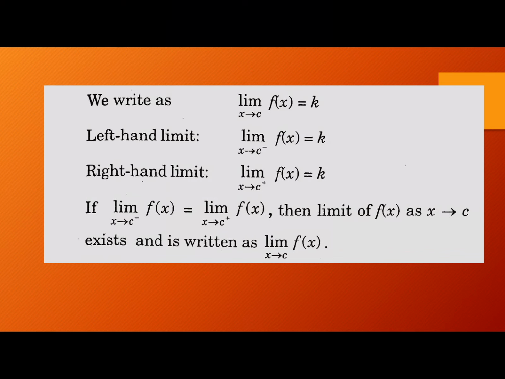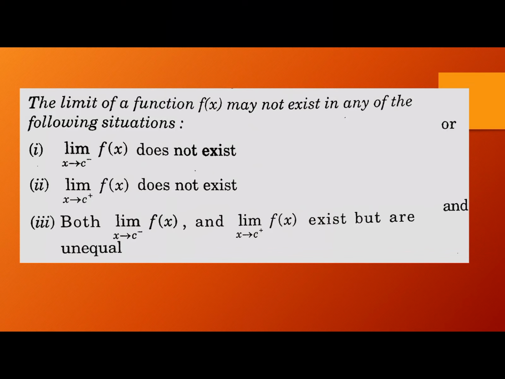If limit x tends to c minus f of x is equal to limit x tends to c plus f of x, then the limit of f of x as x tends to c exists and is written as limit x tends to c f of x. So, this is the condition for the limit of f of x to exist as x tends to c: limit x tends to c minus f of x is equal to limit x tends to c plus f of x.